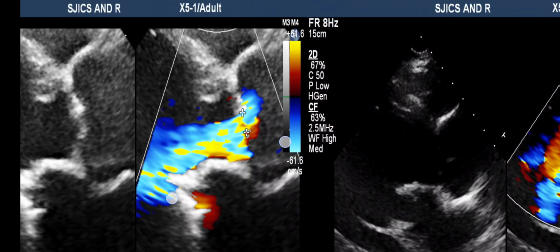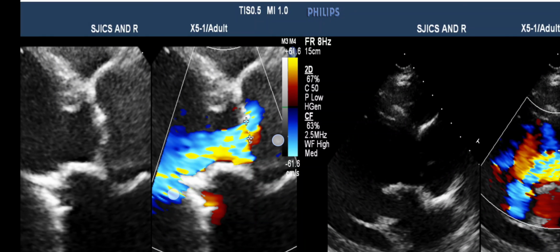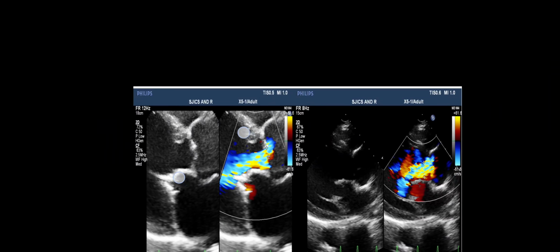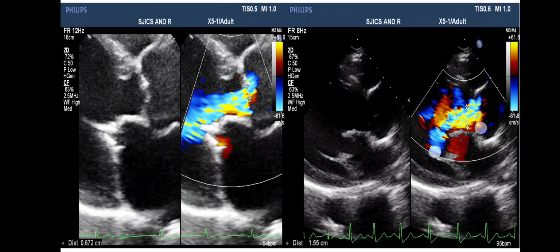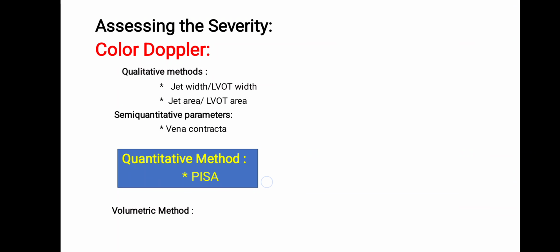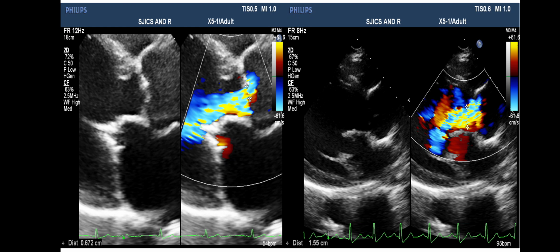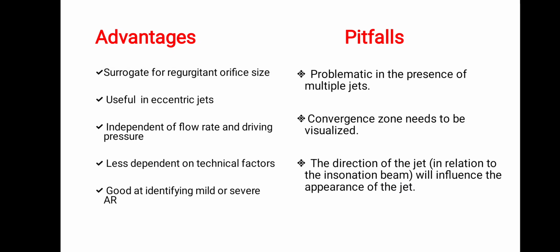In the zoom view, you can look at the narrowest portion. This is one, and the first one is mild and the second one is severe aortic regurgitation.